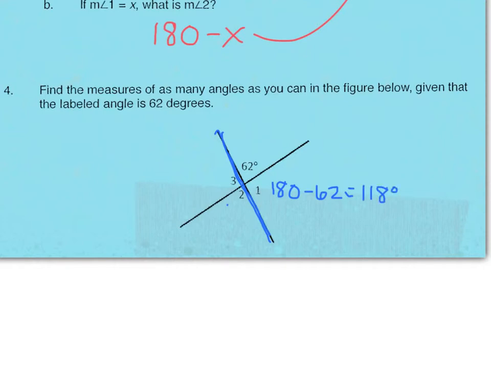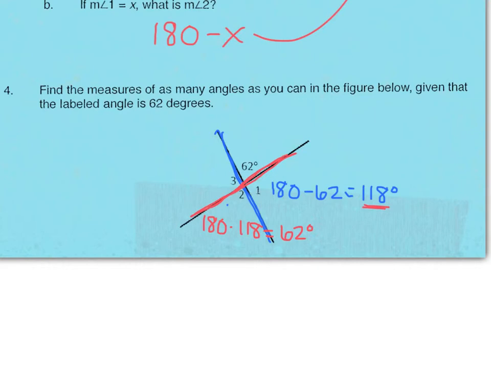Okay, someone tell me something else you could figure out now. Jackson? If that one's 118, then you know angle 2 is 62. How? Because you subtract 118 from 180. Okay, so look, I've got another straight line right here, right? So if I know that this one is 118, then I should be able to do 180 minus 118. And that's going to be 62. Which is actually how we prove what Preston said.